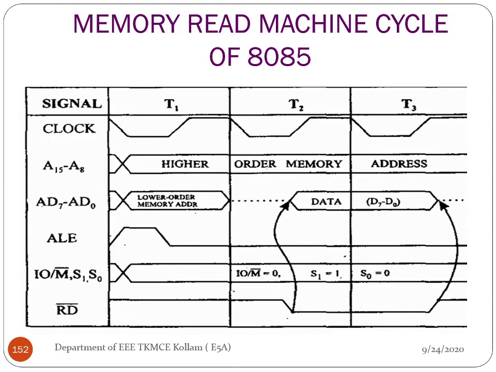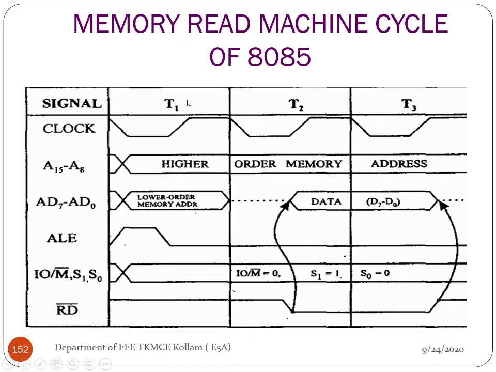So this is the memory read machine cycle of 8085. In order to complete the memory read machine cycle, it requires 3 T states, T1, T2 and T3. Let's see what the control signals are and how these signals operate. First of all, we need to draw the clock signal like this.